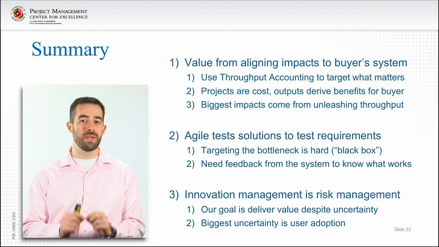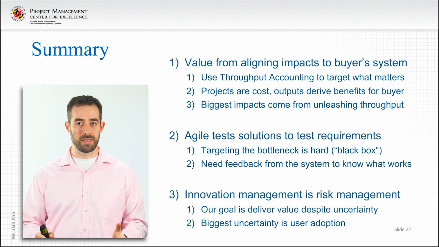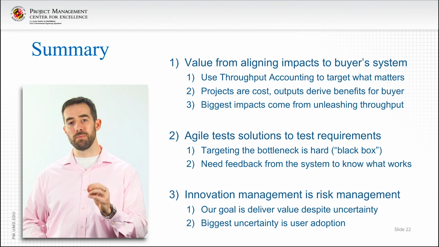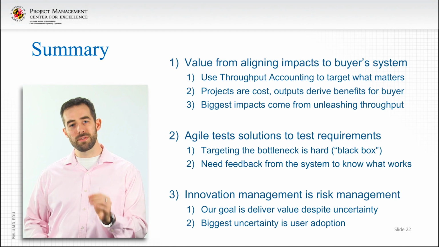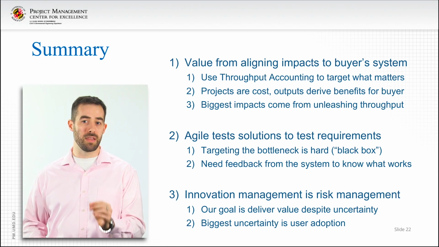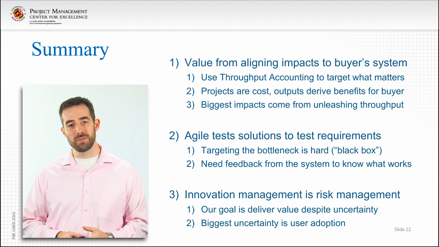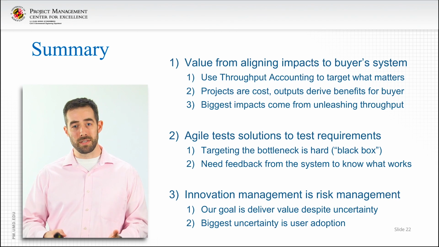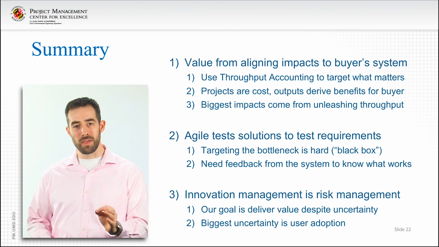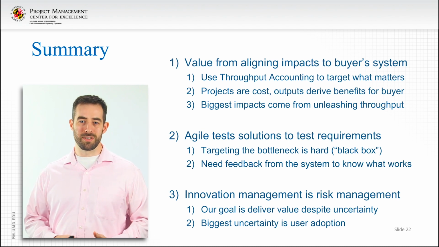Finally, innovation management is risk management. And in fact, it goes beyond just risk, but general uncertainty. And we need to find ways of taking advantage of that uncertainty and being able to come up with solutions despite it. Always focusing on the user, because user adoption is our greatest uncertainty and the greatest risk to projects in general. So I hope that this has been useful for you and that now you have a better understanding of why we search for solutions in Agile and we are always driving throughput beyond uncertainty. We look forward to seeing you in the rest of the course.